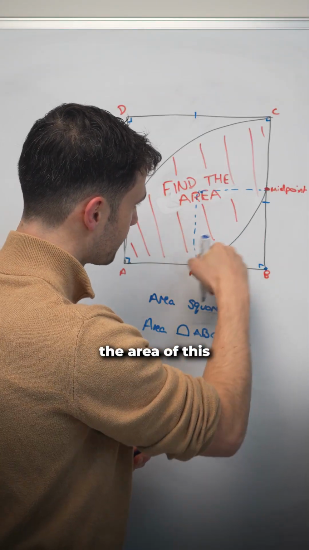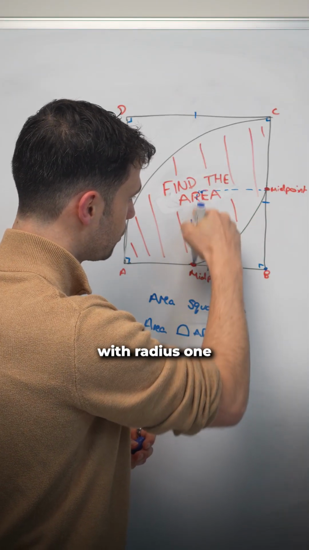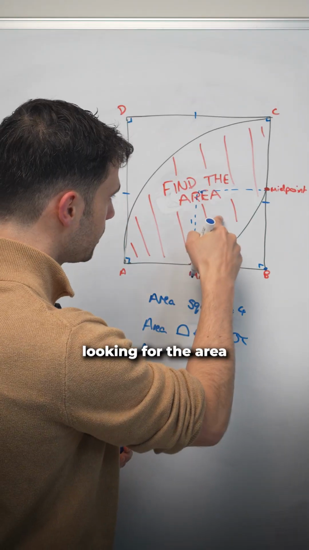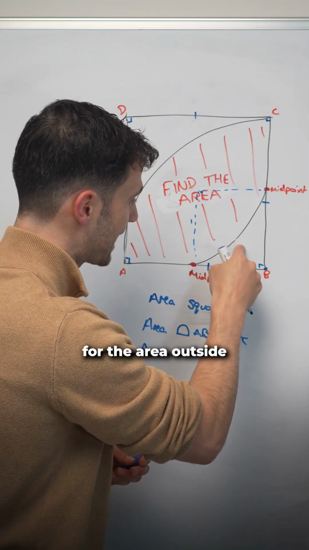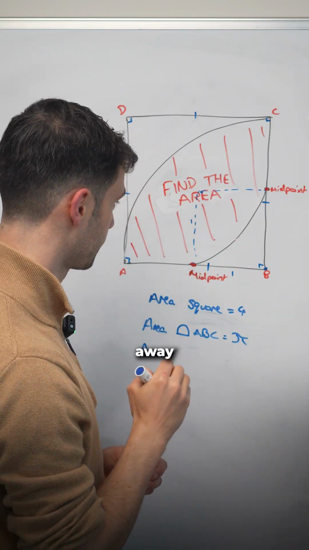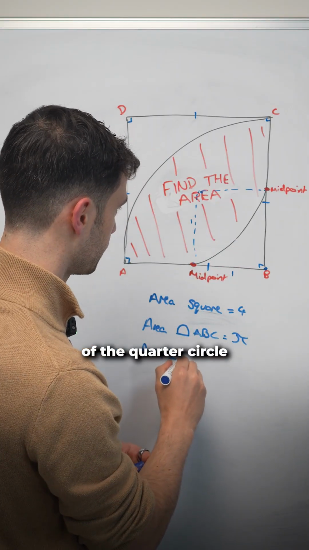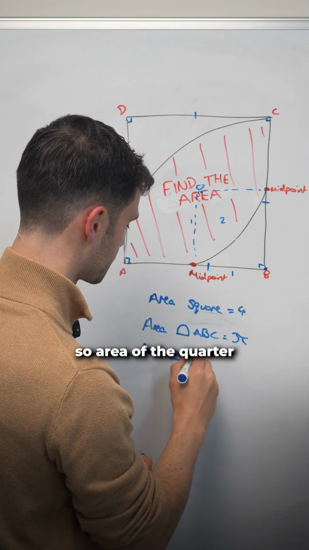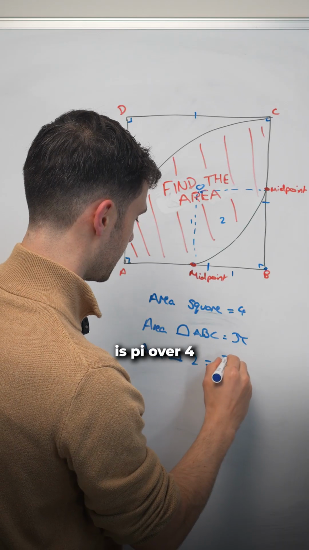So we can find the area of this quarter circle with radius 1 by again doing pi times 1 squared divided by 4. But we're not looking for the area of this quarter circle. We're looking for the area outside of it. So we can take it away. Let's call this quarter circle 2. So the area of quarter circle 2 is pi over 4.